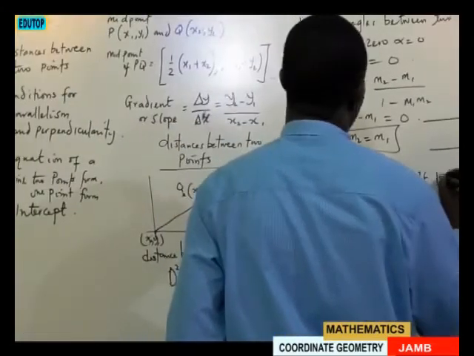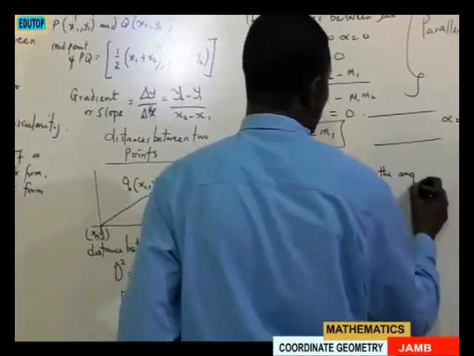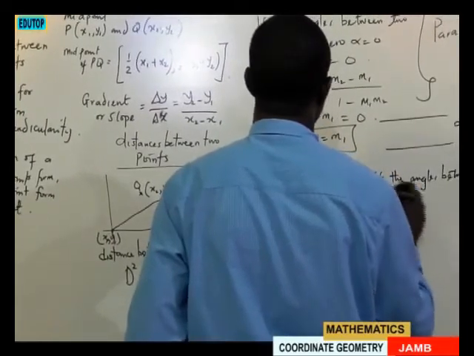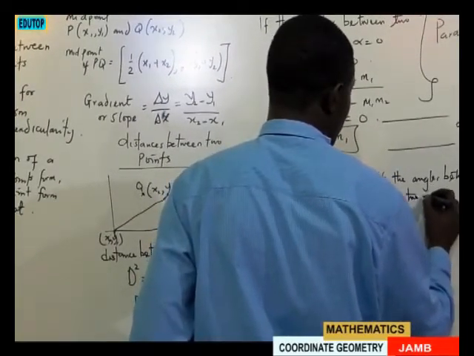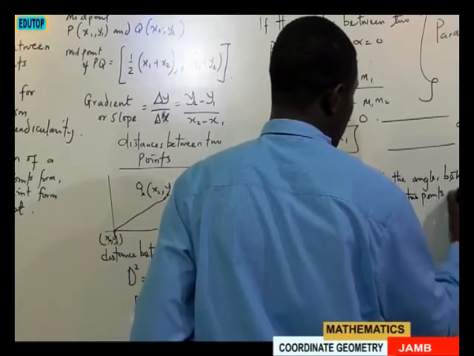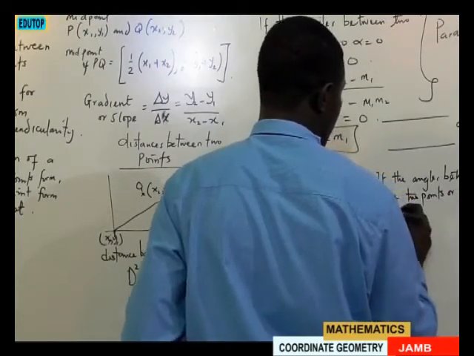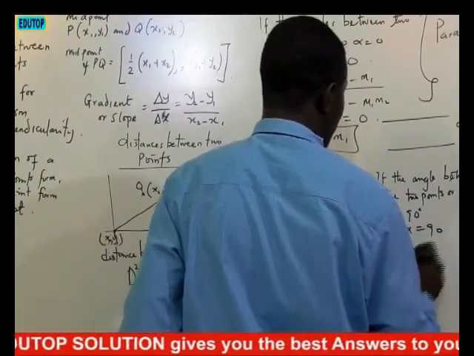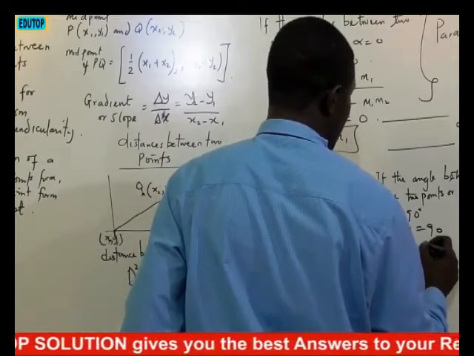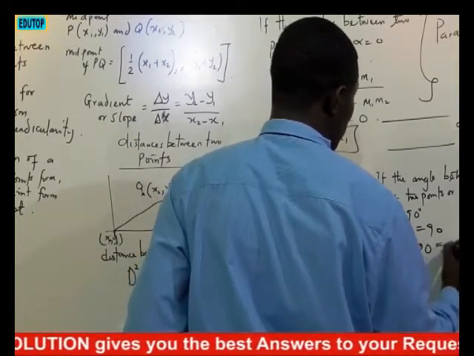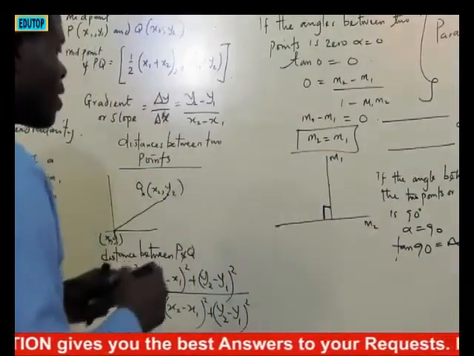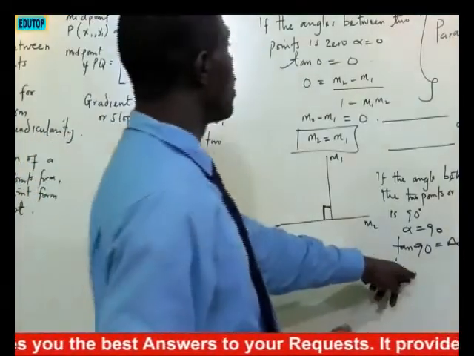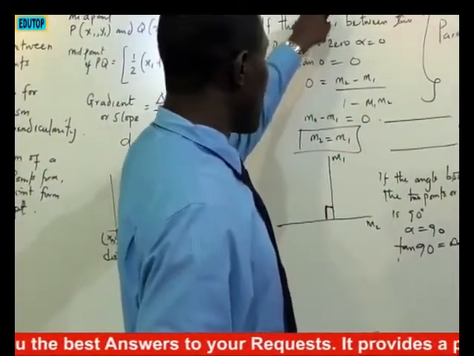So that means if the angle between two points or lines is 90 degrees, that means our alpha is what? 90 degrees. And tan alpha, that's tan 90 degrees, is what? Infinity. So what condition will make these two lines to be what?